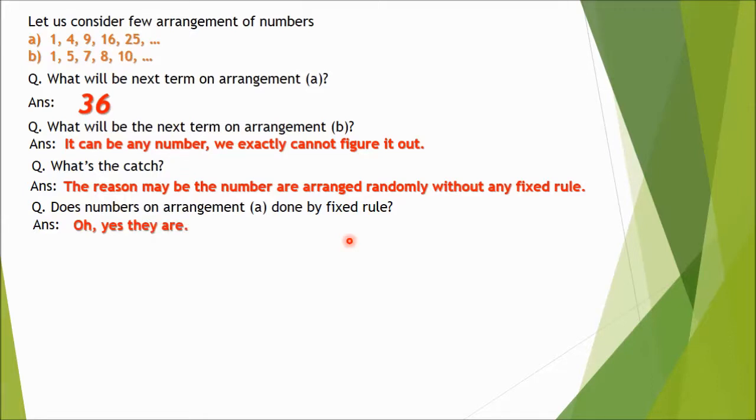Okay, let's discuss the rule. What is the rule then? There must be some rule, isn't it? That's why we were able to find the next term after 25 in arrangement A. There must be a fixed rule, because arrangement B is not done according to a fixed rule, and that's the reason we weren't able to find the next term after 10 in arrangement B. Now, what is the rule? Let's see the rule by which arrangement A is done.